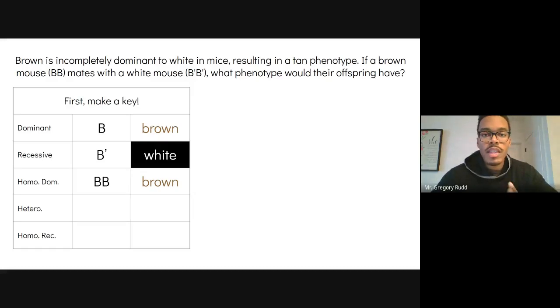So the homozygous recessive genotype is two of those. Remember, homo is a prefix meaning same. So we want two of the same alleles. And in the case of the homozygous recessive genotype, we want both of those alleles to be recessive. So we want one B prime next to another B prime. There's your homozygous recessive genotype. And which phenotype is that associated with?